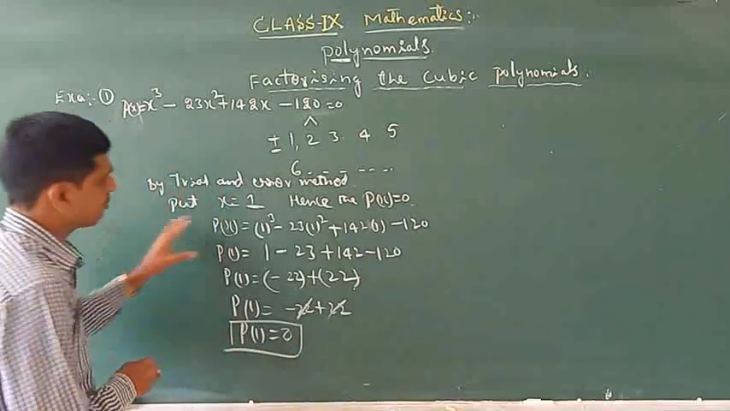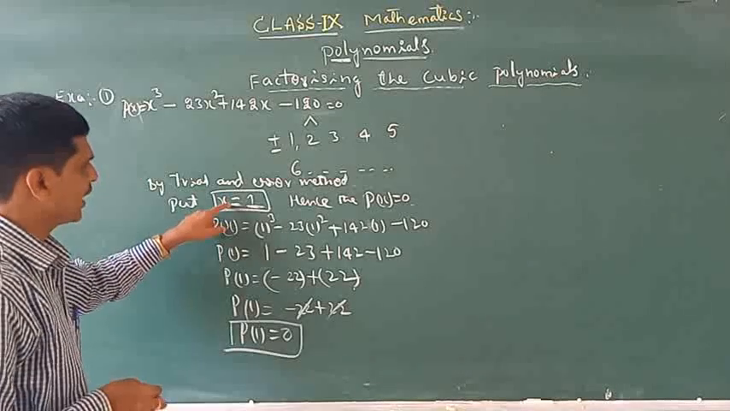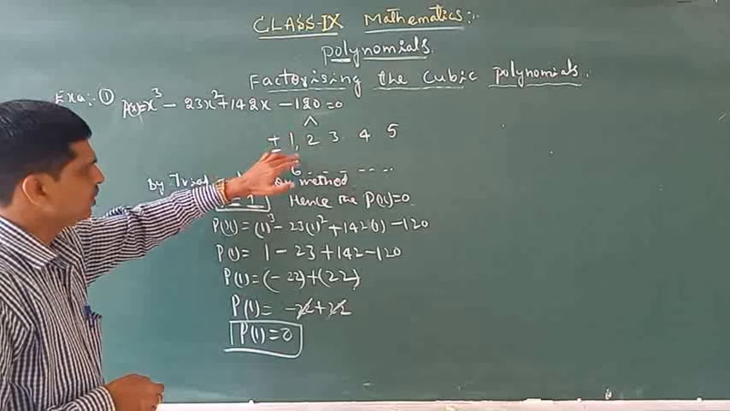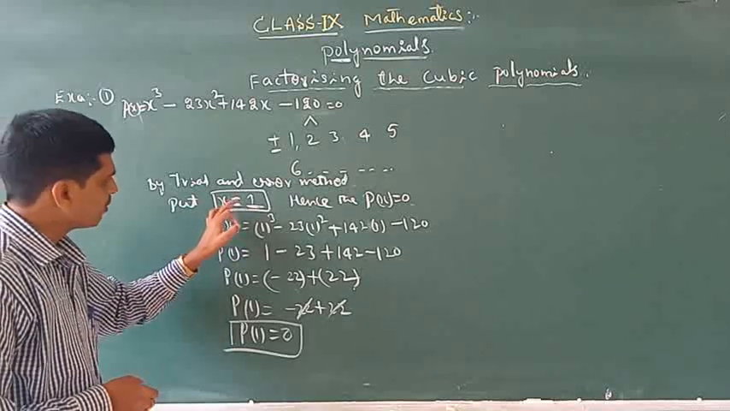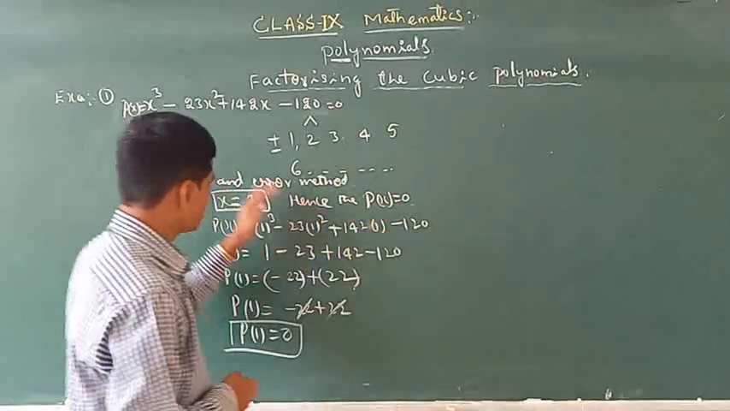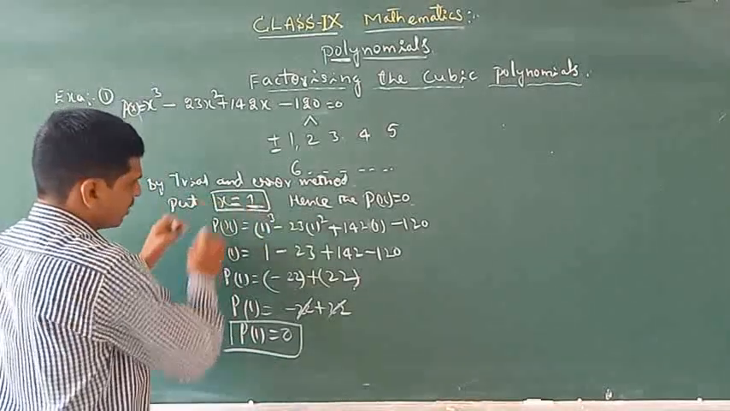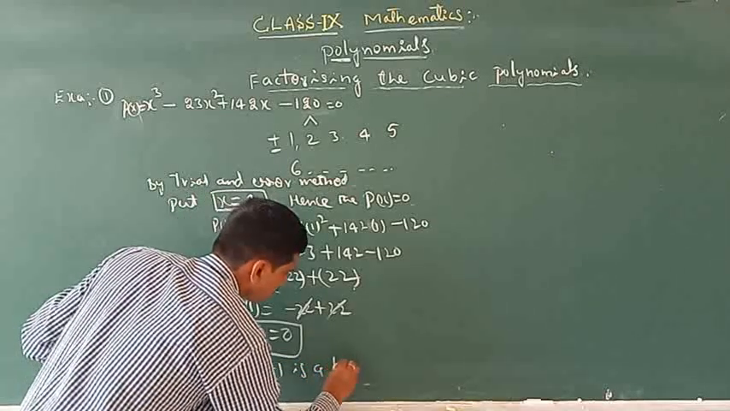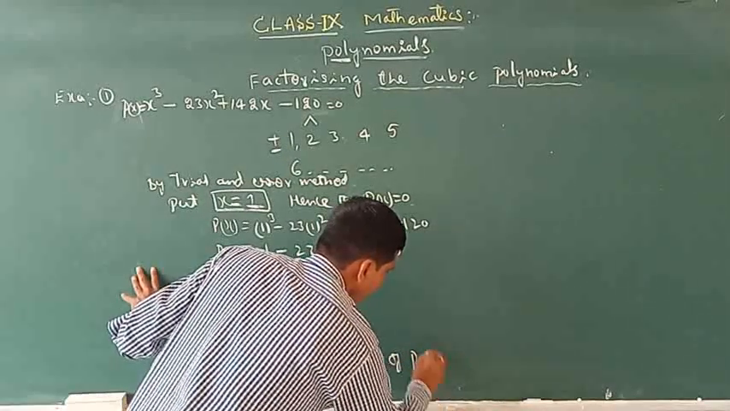Hence consider x equal to 1. Why did I take x equal to 1? Because by trial and error method all possible divisors are written, through which I select any one value. If by putting this value in the given polynomial p of x it becomes 0, then the value is correct. So you can shift this 1 to this side. Therefore x minus 1 is a factor of p of x.